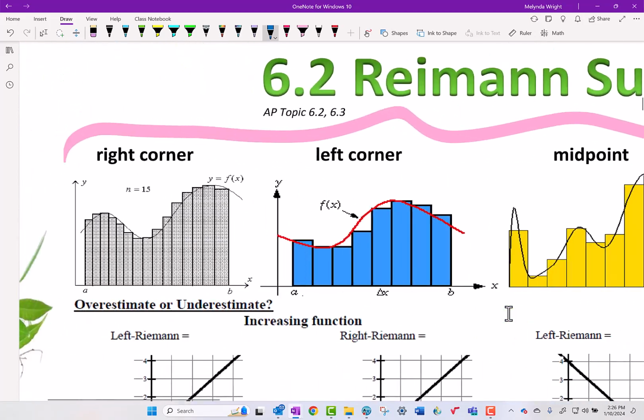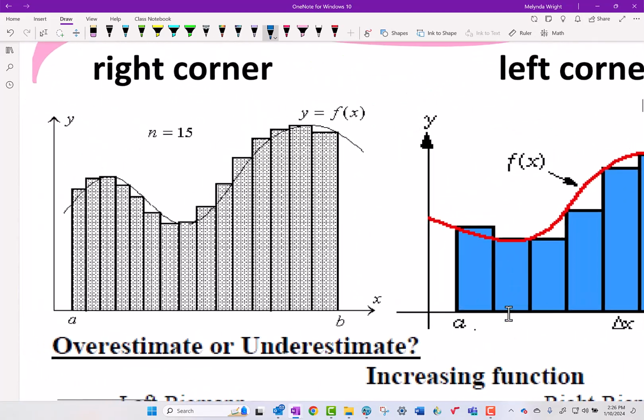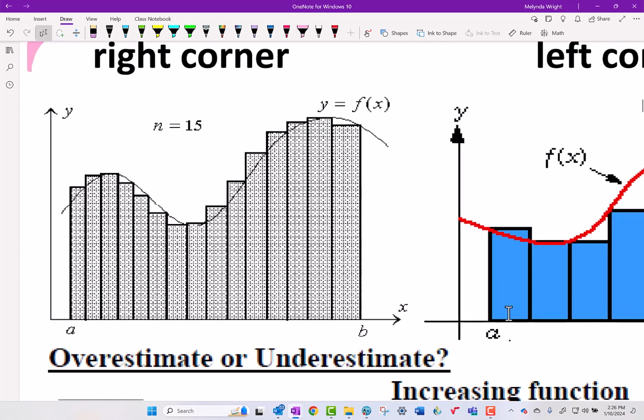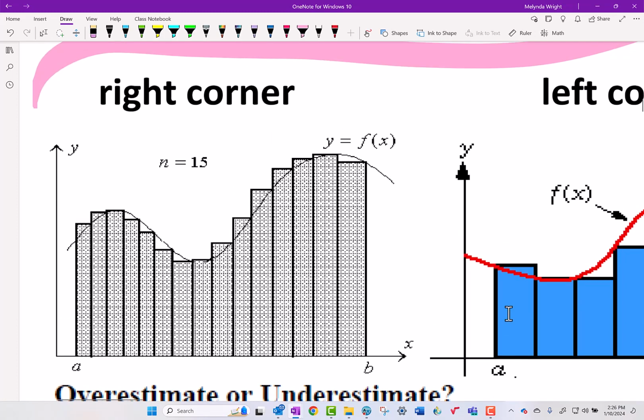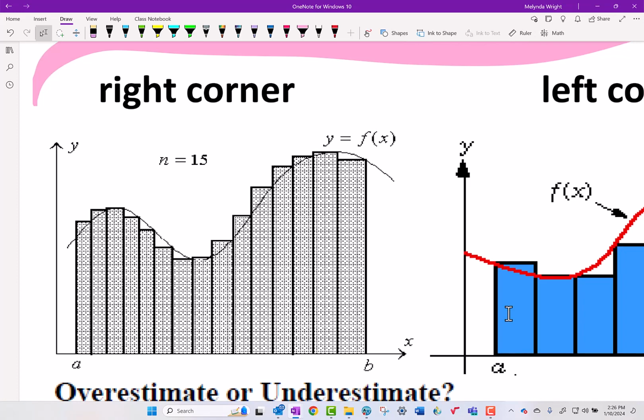So let's look at what it means to have the right corner and the left corner and the midpoint. What that refers to is actually the height. All of these are just rectangles, and there are several rectangles here. We know how to find the area of a rectangle. We've been doing that for years, right? Years. So how we determine the height of the rectangle depends upon which kind of Riemann sum we're doing.